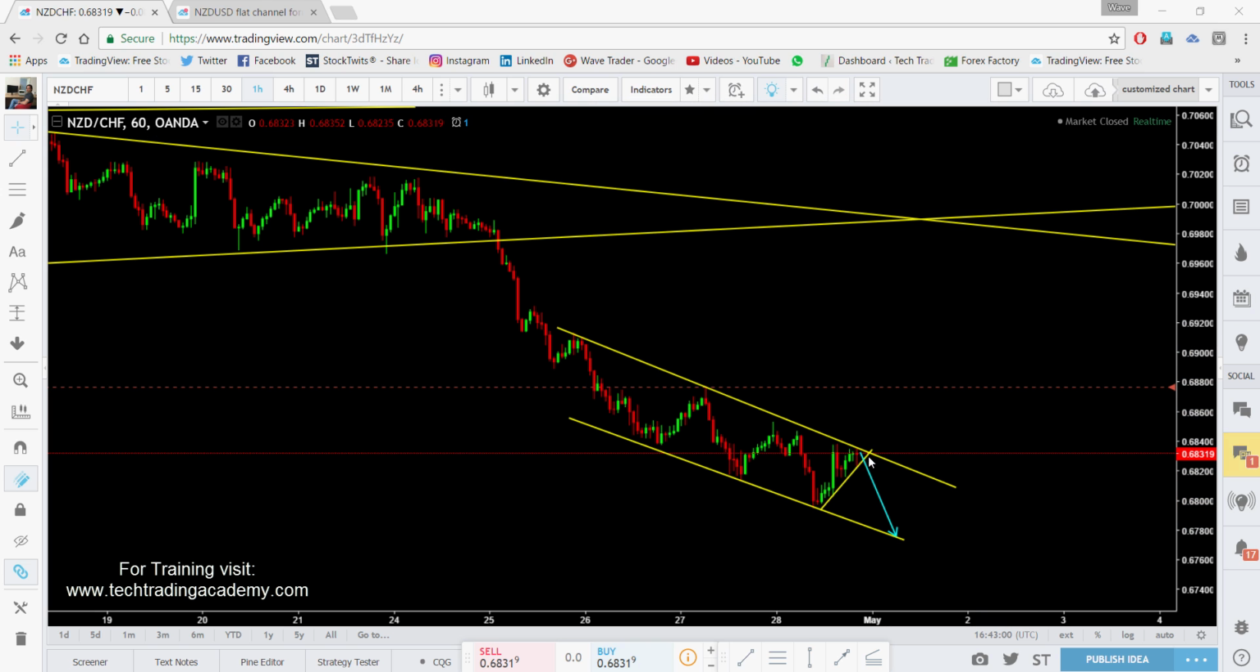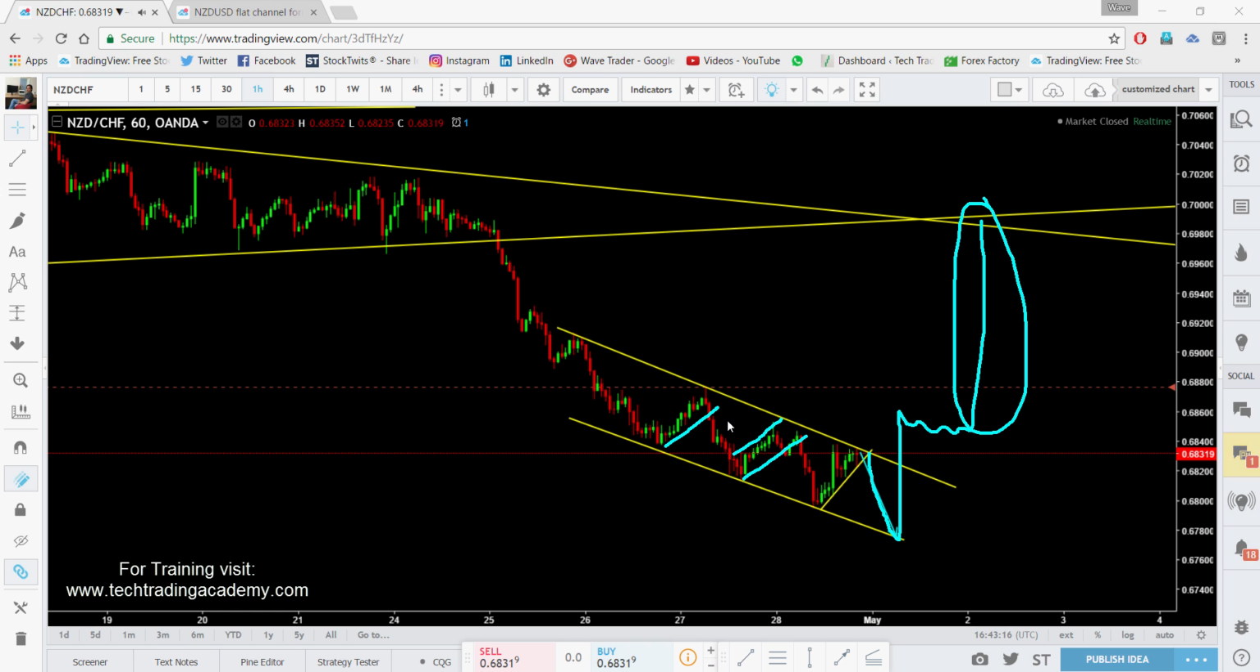We need an impulse from the bottom, like that impulse, and then continuation formation up to that trend line. You're right, so one more move down is possible. Alright, like that. That move down, a breakdown of this formation, is very much possible.